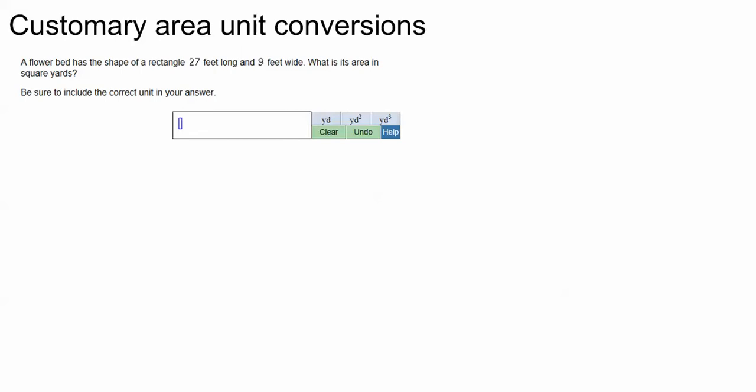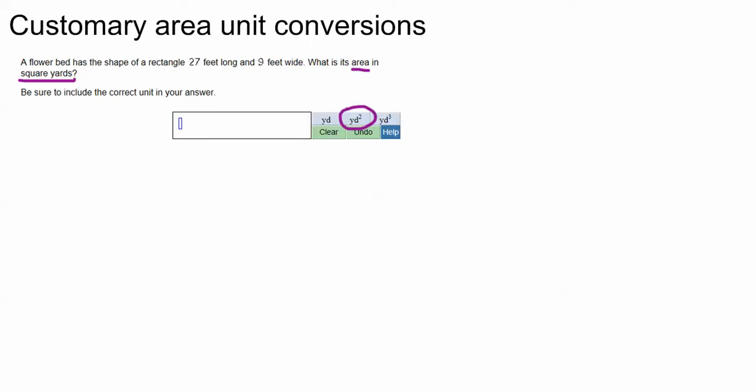The first one says a flower bed has the shape of a rectangle 27 feet long and 9 feet wide. What is its area in square yards? Be sure to include the correct unit in your answer. So the question is asking us for the area of the garden in square yards. Okay, so our correct label here will be square yards.